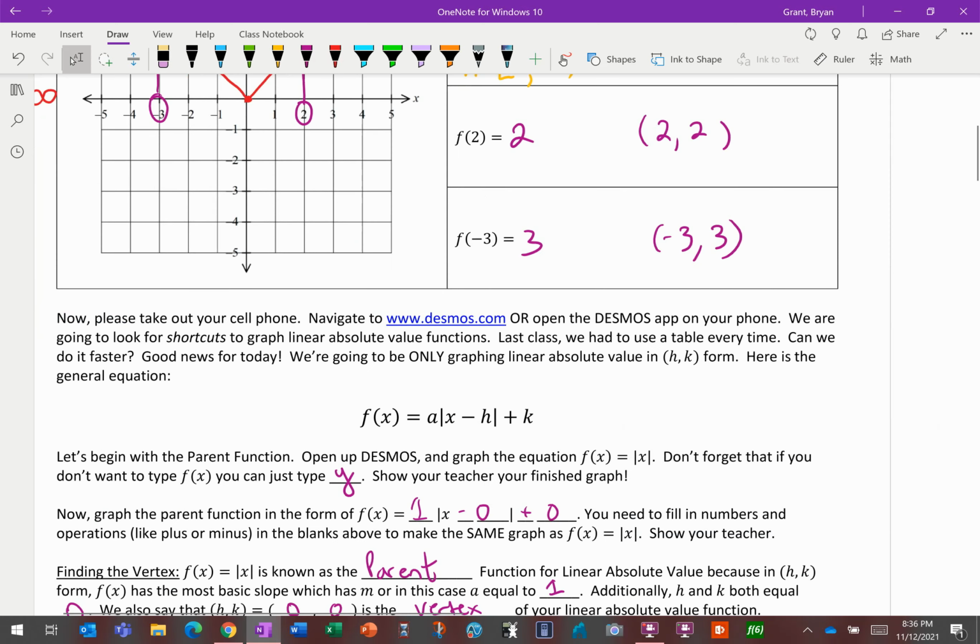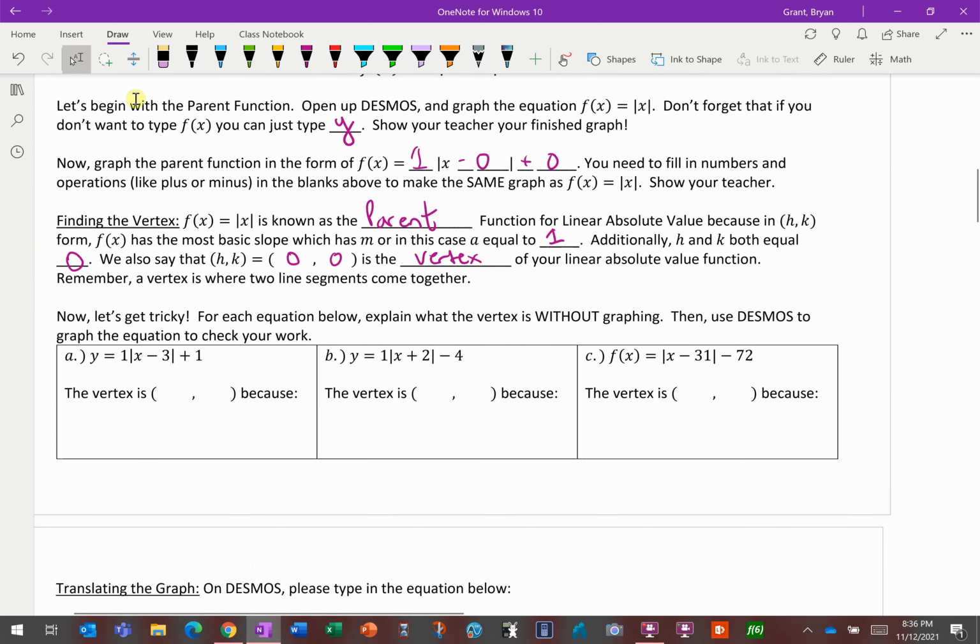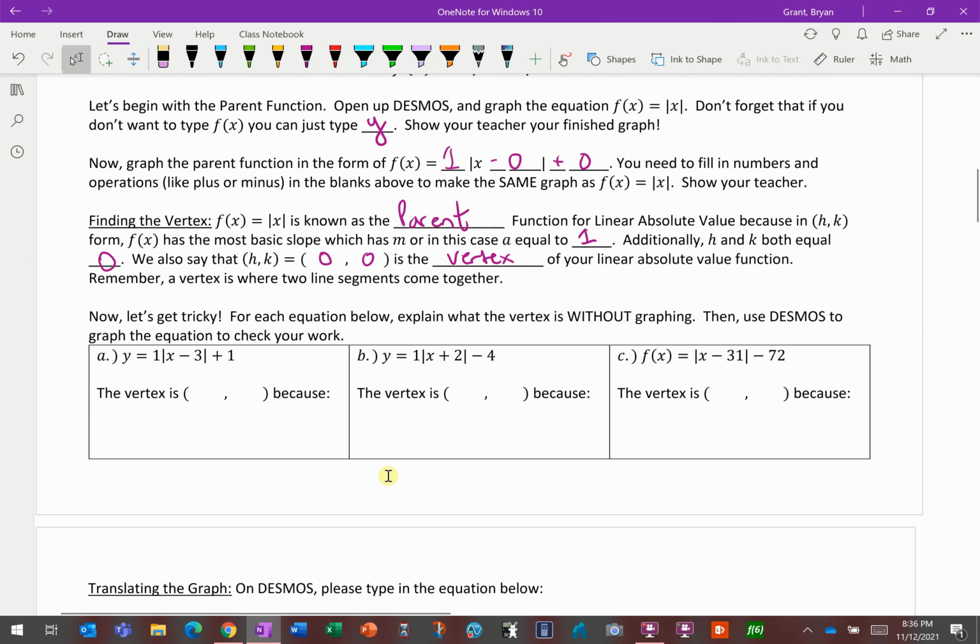Okay, now, let's get tricky. For each equation below, explain what the vertex is without graphing, and then use Desmos to graph the equation to check your work. So take a quick second, see what you can do, and then we'll come back together.